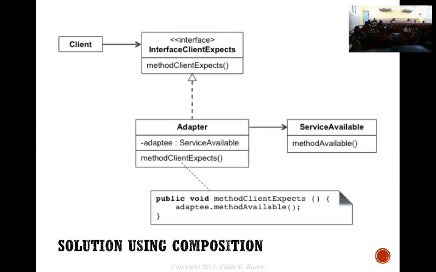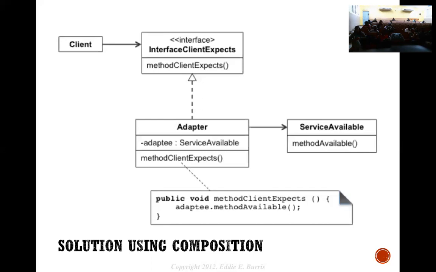do is have another function that makes whatever changes and puts the call for the method that's available inside of this definition. So still have method client expects. What's the definition? The definition is taking the object from the service available and running the method that's available and returning whatever it is. There's no return here, so that makes it really easy.